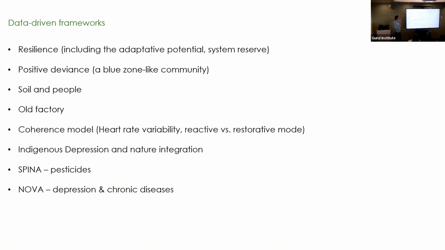The resilience, we have discussed a little bit, positive deviance. Caliata is the perfect example of a positive deviance. So healthy territory, but if you look at many of the neighboring communities, that's not the case, material poverty being equal. So that is a fundamental aspect.